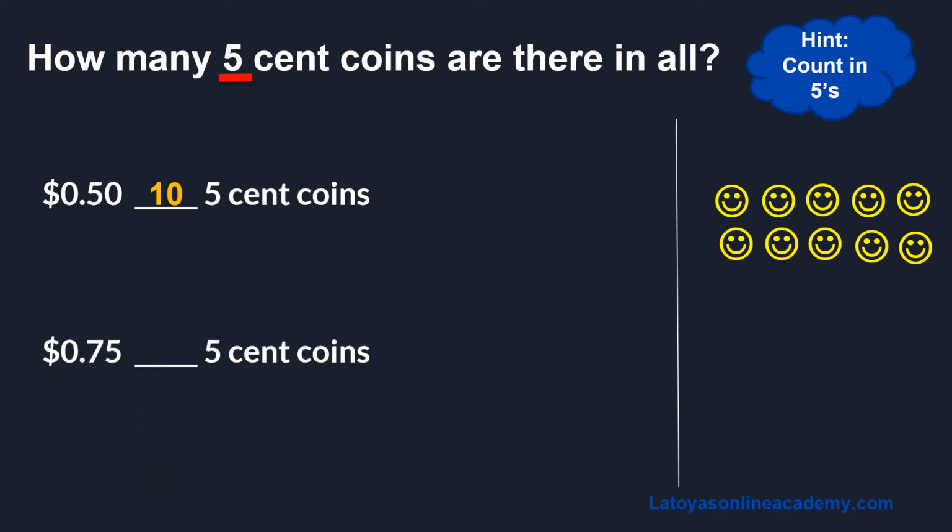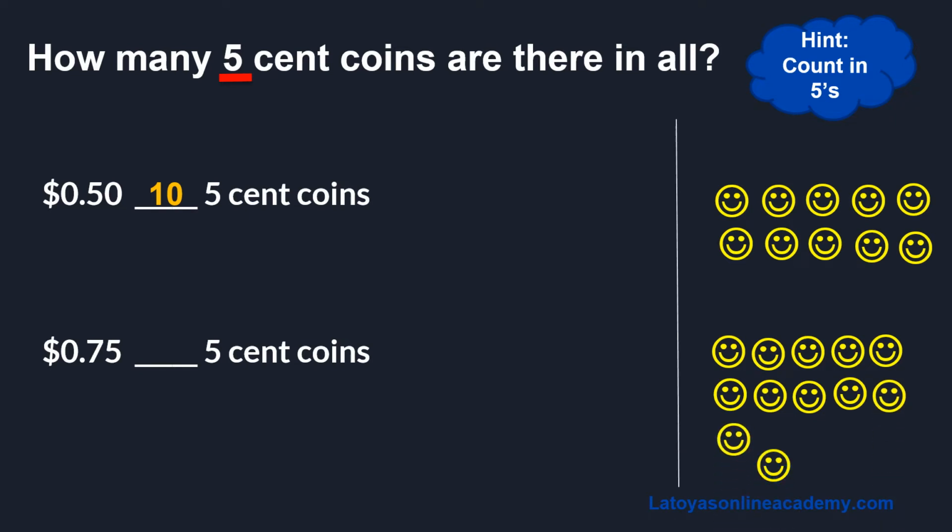How many 5-cent coins would there be in 75 cents? Again, we can count in fives until we get to 75. 5, 10, 15, 20, 25, 30, 35, 40, 45, 50, 55, 60, 65, 70, 75. How many 5-cent coins do I have here? Let's count. 1, 2, 3, 4, 5, 6, 7, 8, 9, 10, 11, 12, 13, 14, 15. So there are a total of 15 5-cent coins in 75 cents.